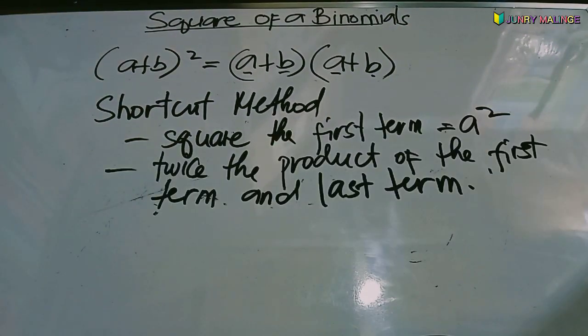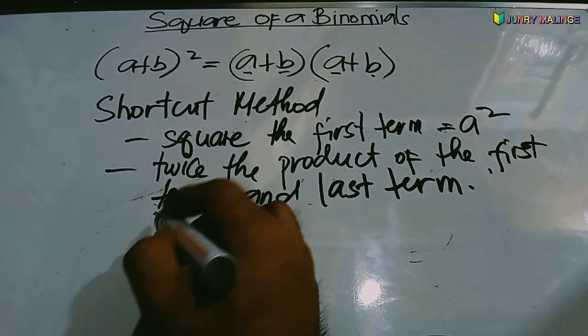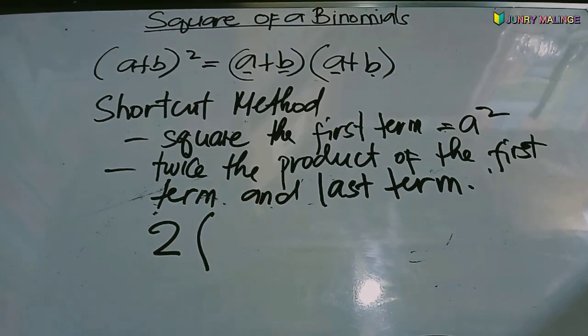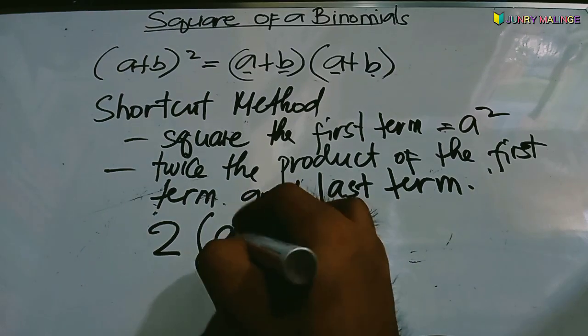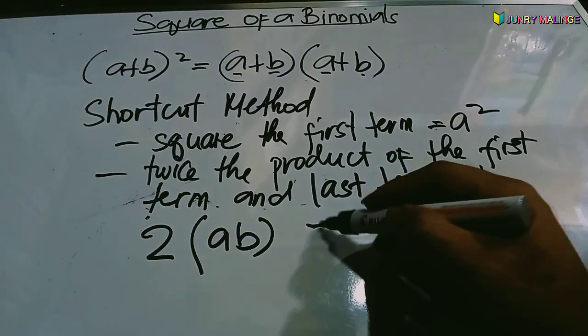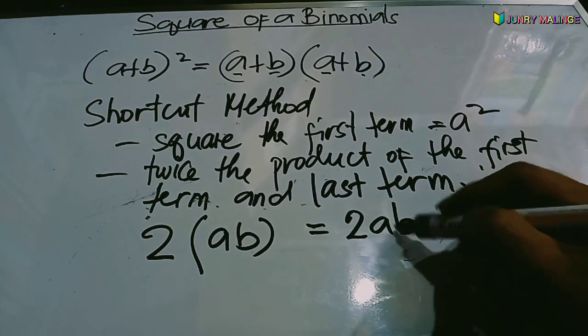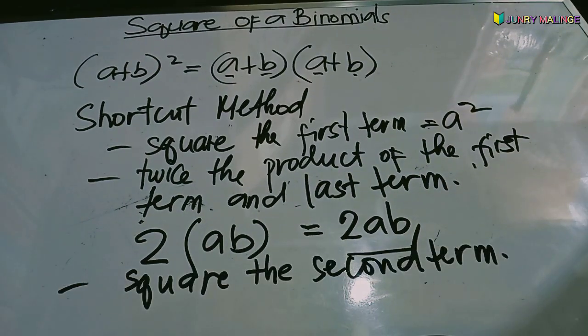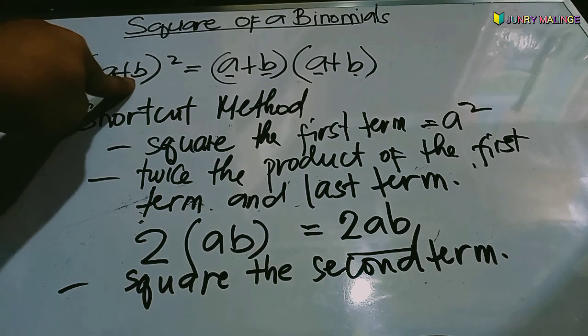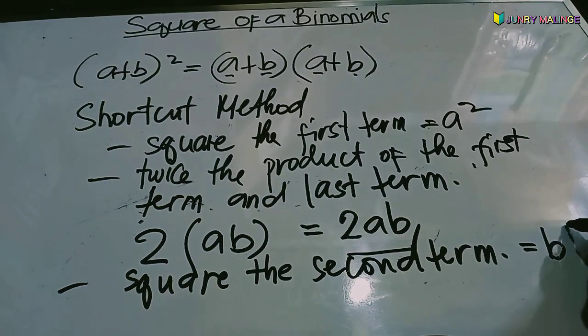Next step is we're going to twice the product of the first term and the last term. Ibig sabihin, i-twice natin ang product ng first term at saka last term. For example, we have 2 times our first term and last term, AB. So we have 2 times AB, that is 2AB. Nakuha. In the last step, we square the second term. I-square natin ang second term. Ano nga bang ating second term? Which is the B. So square lang natin, raised to 2.